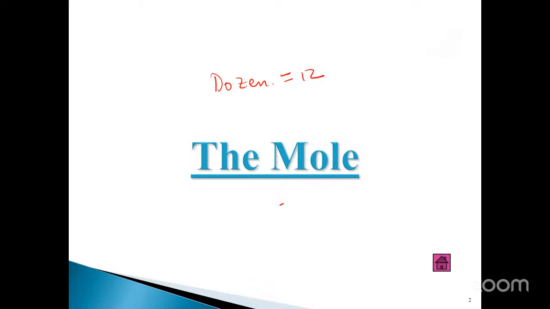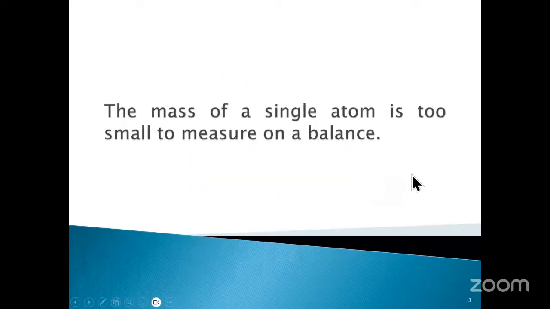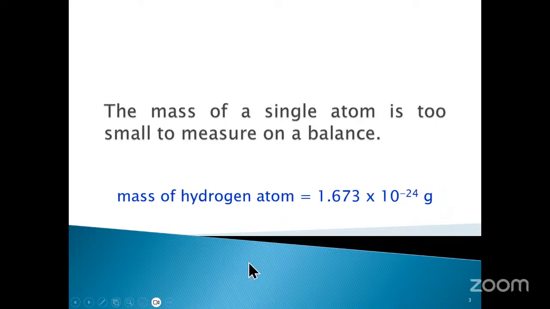Well, the mole in chemistry is kind of similar to that, with the exception that the mole represents a number that is significantly larger than 12. I can tell you that for sure, right? So the mole concept is important because of what is stated here, and that is that an atom of any element is too small to measure on a conventional balance. And just to give an example, the mass of the hydrogen atom is this right here. As you can see, it's a very small number, right?